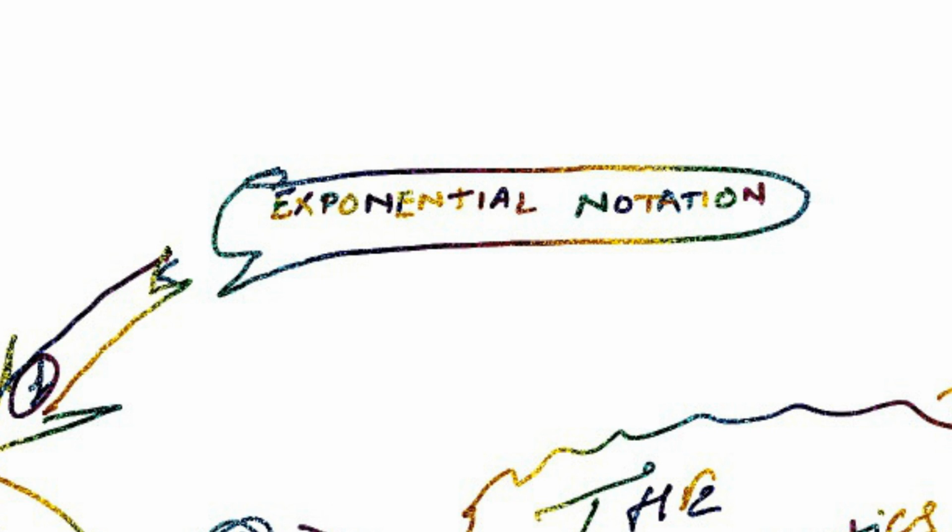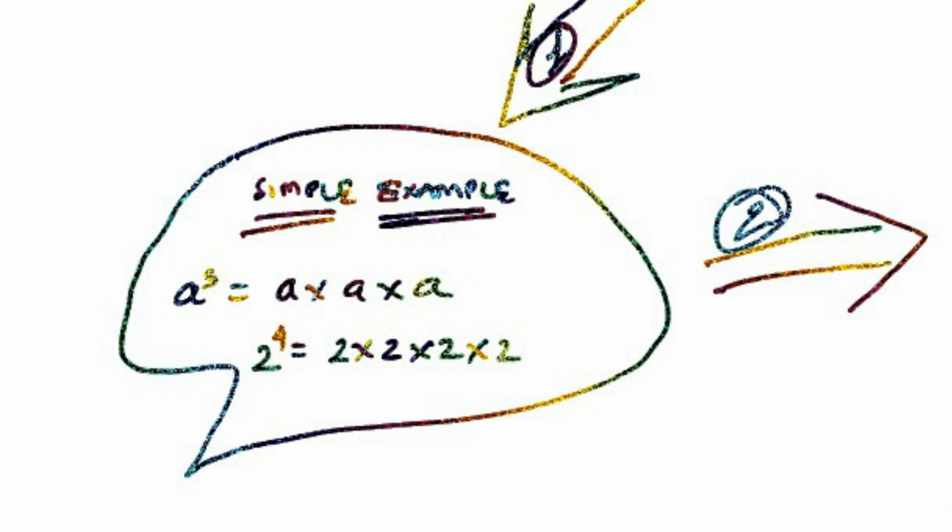Okay, guys, today we'll be talking about exponential notation. Here's a brief example. How do you define an exponential notation? This is what it means. When you say a cube, it would mean a multiplied by itself twice. That is a into a into a. This is by definition.